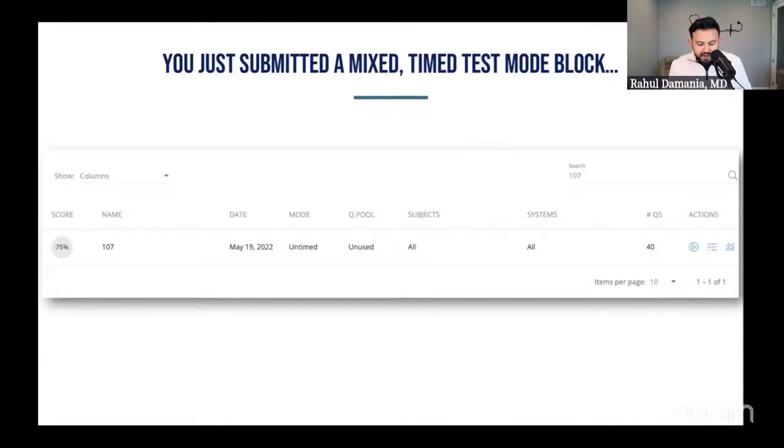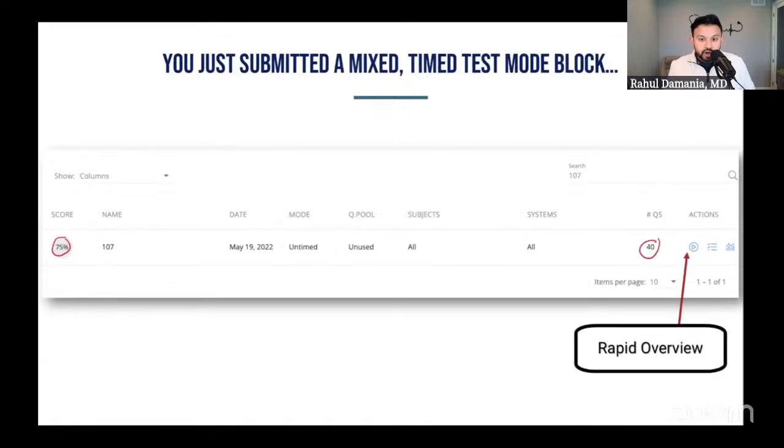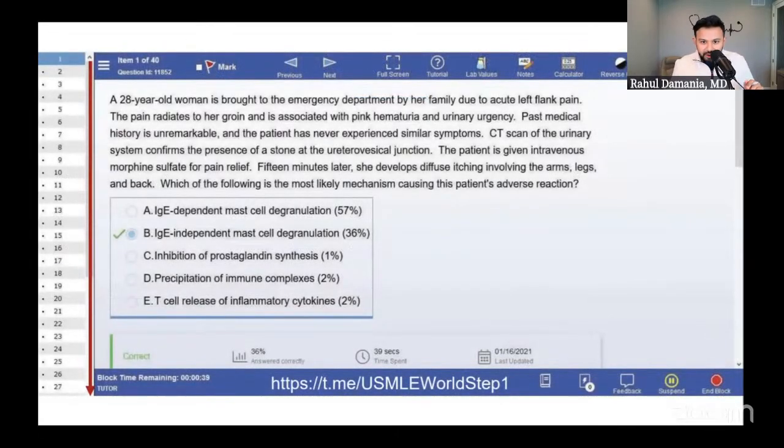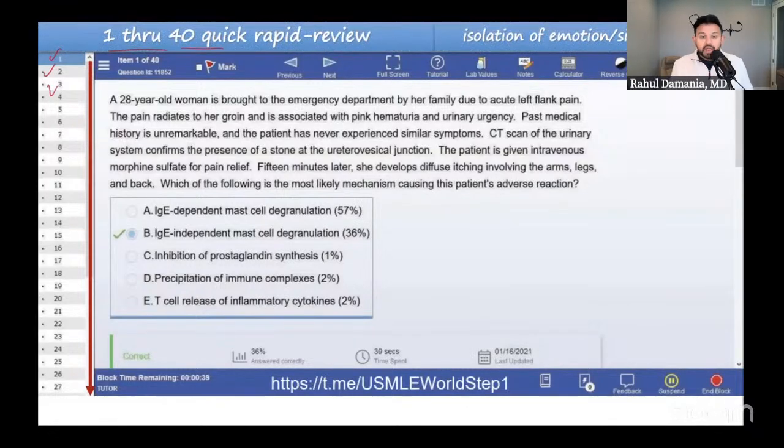So you just submitted a mixed timed test mode block. As you can see, the score was 75%. It was a 40-question block. The first thing that I would encourage you to do, now that you just submitted it and got your feedback, is what I called the rapid overview. That's what you want to put in your notes. Now, what is the rapid overview? This is honestly within 3 minutes, clicking through 1, 2, 3, just going boom, boom, boom. And what this does is this gives you a quick little flashback of what you just did over that last hour. So 1 through 40, quick rapid review within 3 minutes.